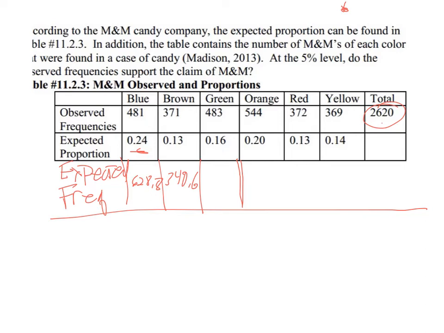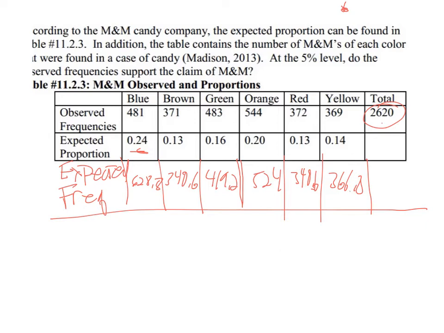So to finish this off, 0.16 times 2620 is, what am I getting? 419. 0.2 times 2620 is 524. 0.13 times 2620 is 340.6. And then lastly, 0.14 times 2620 is 366.8.